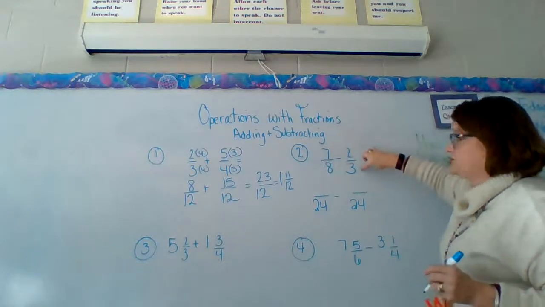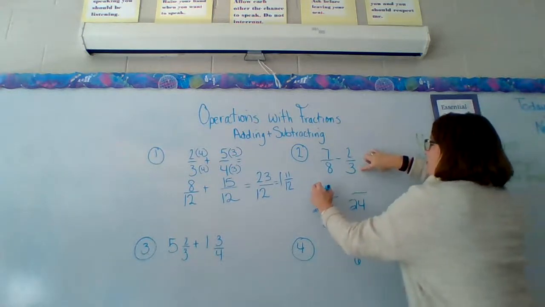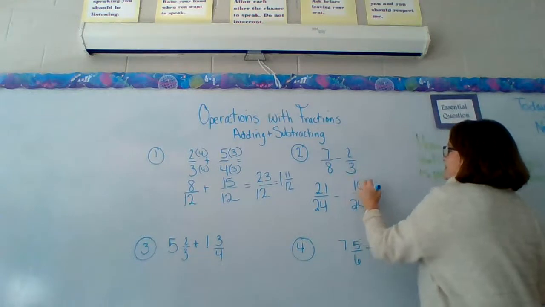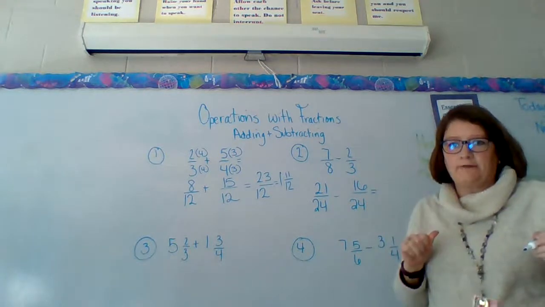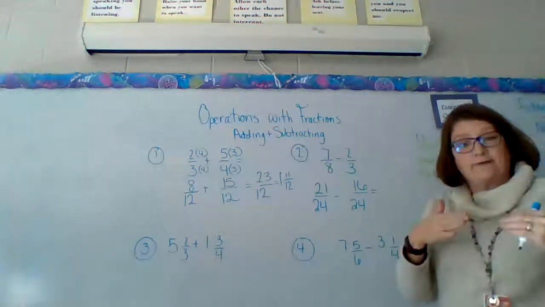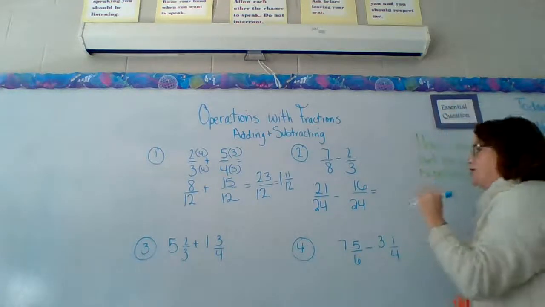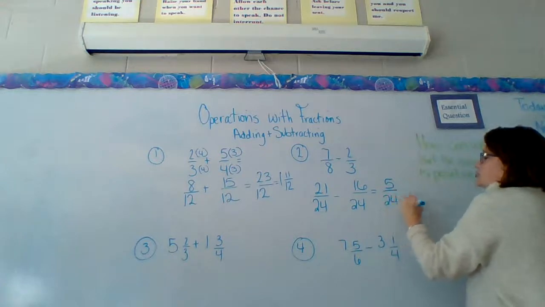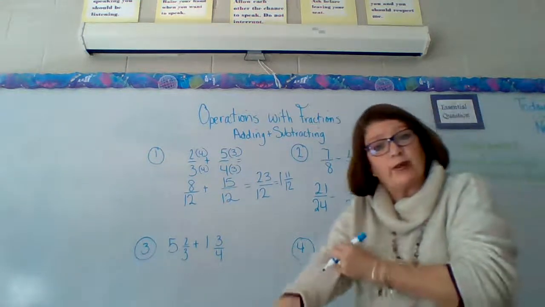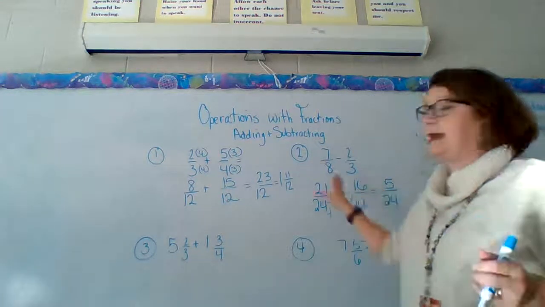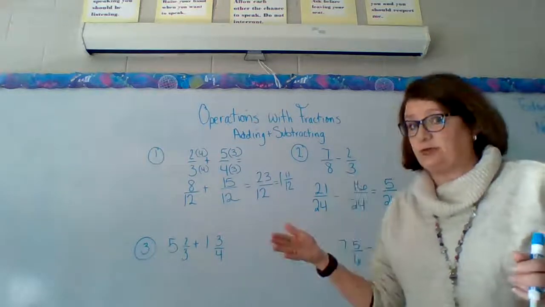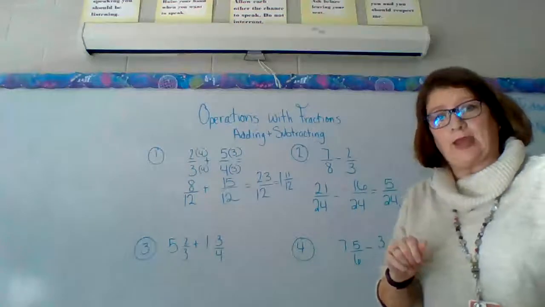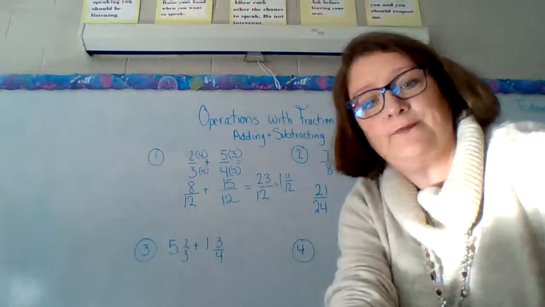So 7 times 3 gives me 21, and 2 times 8 gives me 16. And now all I have to do is subtract my numerators. So 21 minus 16 gives me 5. And my answer is going to be 5/24. In 7th grade, we always want to make sure that we simplify our final answer, that it's in simplest form. And in both cases, they are. We're going to go on to number 3.